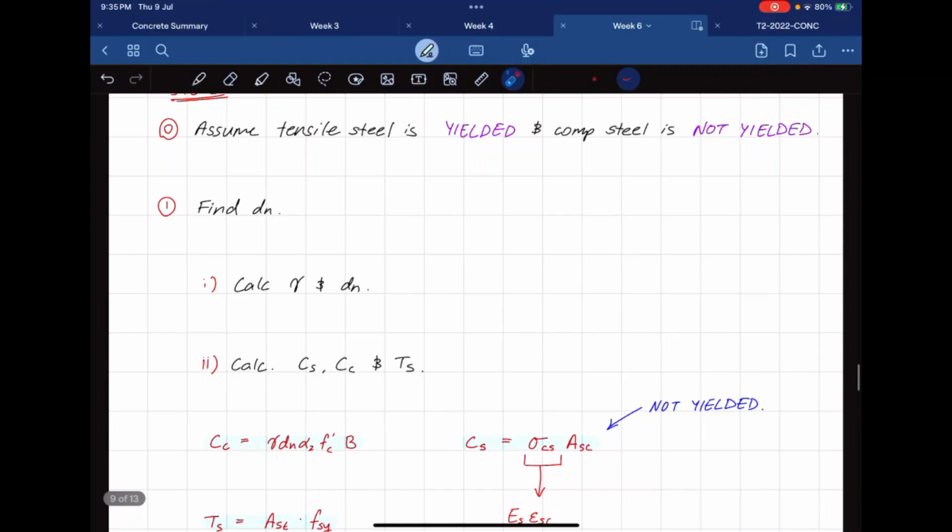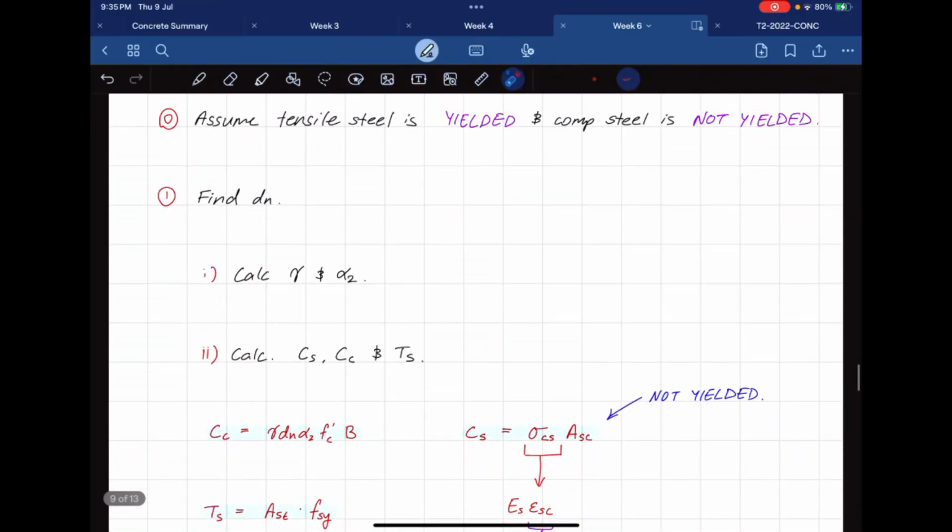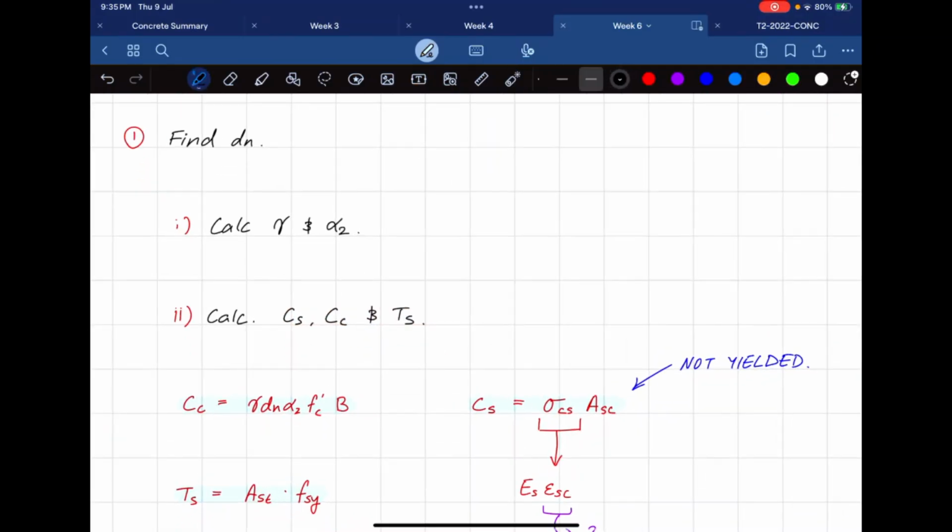So you're going to have to first calculate, sorry, that's wrong. That should be alpha 2. Calculate gamma and alpha 2. The formulas for that are up here. Calculate CS, CC, TS. So CS, as I said earlier, is compressive steel. CC is the compressive force due to concrete. And TS is tensile steel.